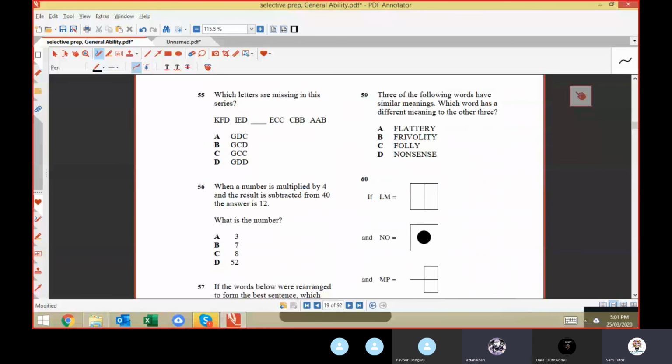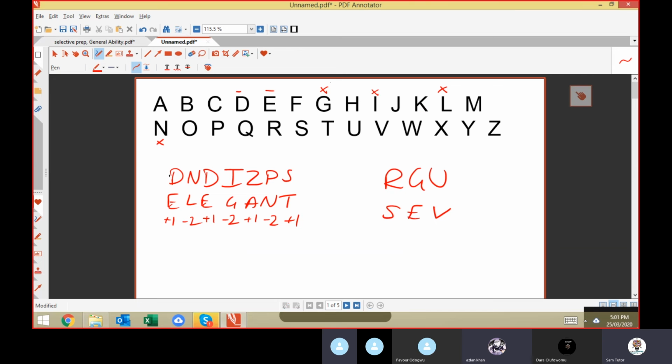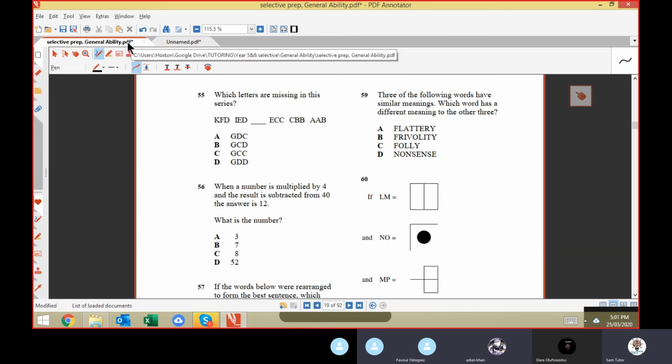Okay, number 55. Which letters are missing in this series? K, I, E, C, A. I think we can see that's going backwards, and skipping one. So K, skip J, then I.